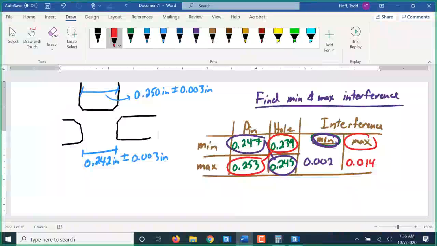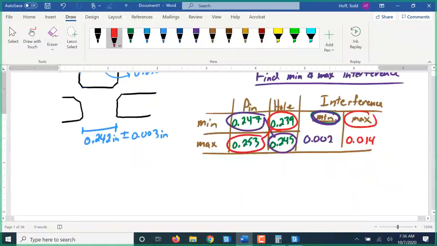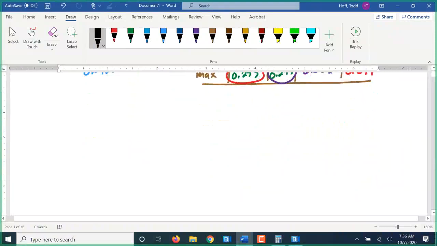Oh, okay. 39 to 53. So 14,000ths. So you can see, even with the plus or minus 3,000ths, that's still quite a large range for our interference.